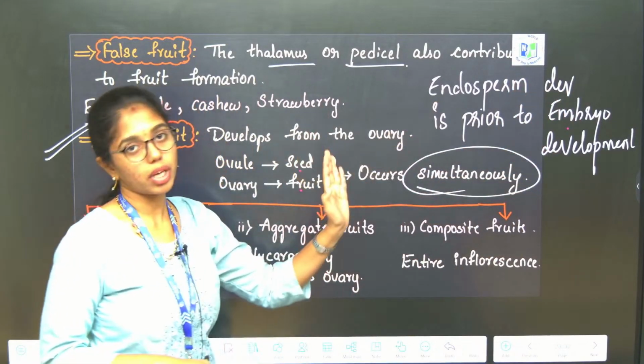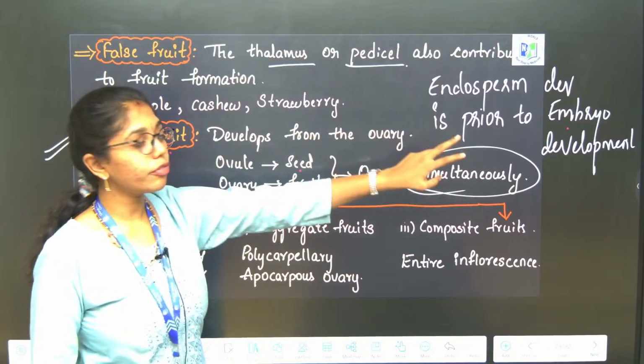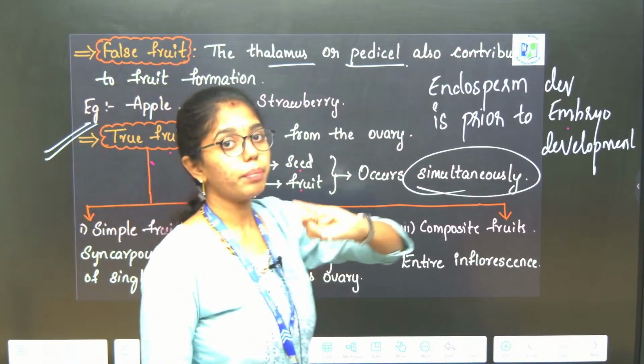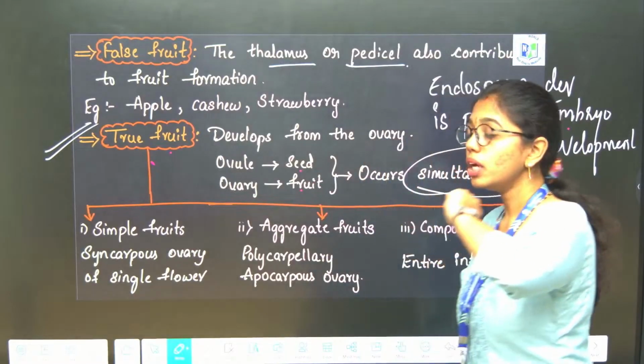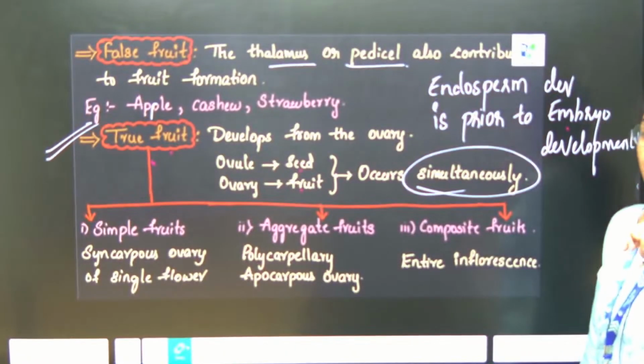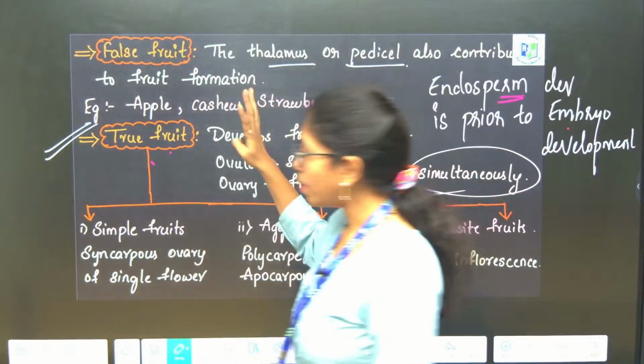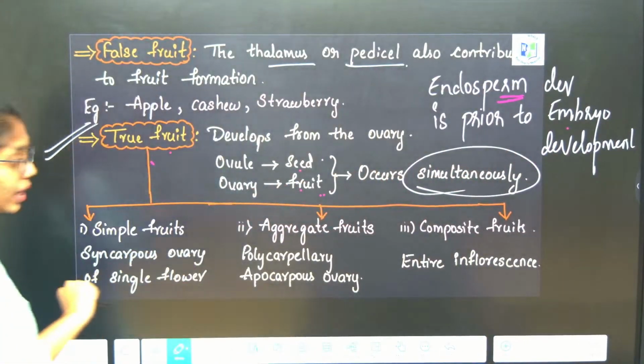Keep these statements in your mind. These are the 4 post fertilization events: endosperm development, embryo development, ovule turning to seed and ovary turning to fruit, or seed formation and fruit formation. These events happen simultaneously. Endosperm development happens prior to the embryo development. Remember these 4 post fertilization events.